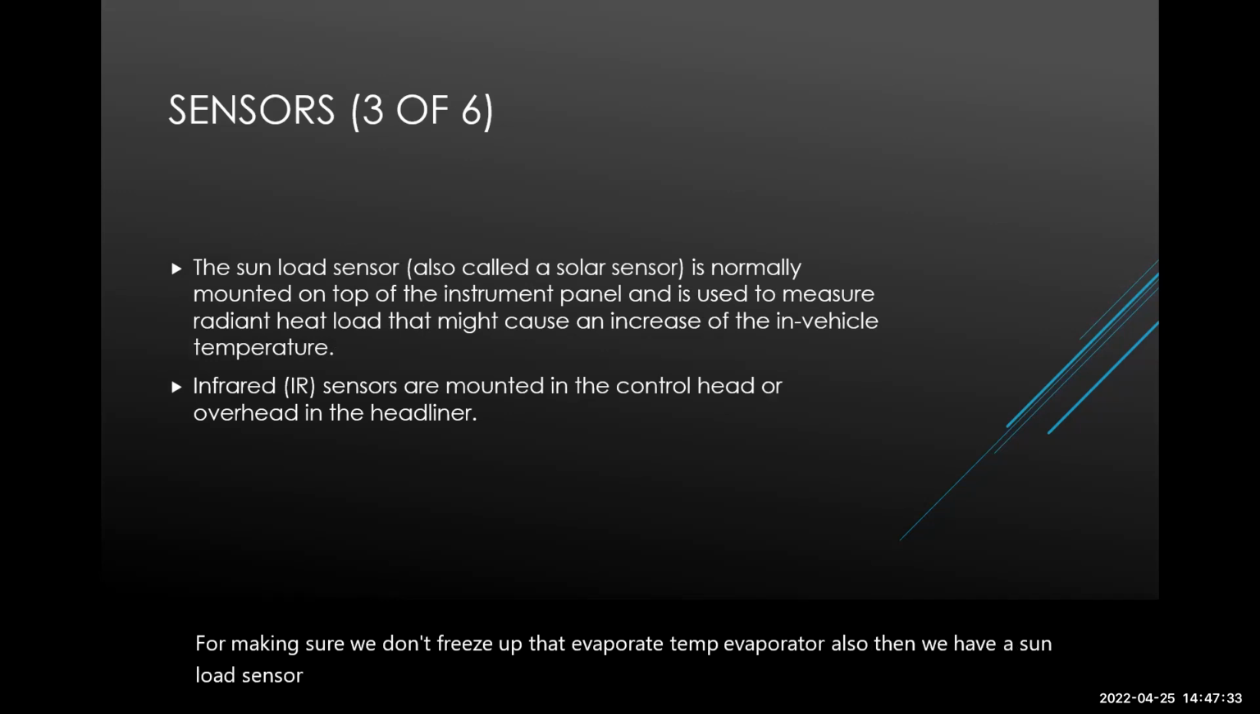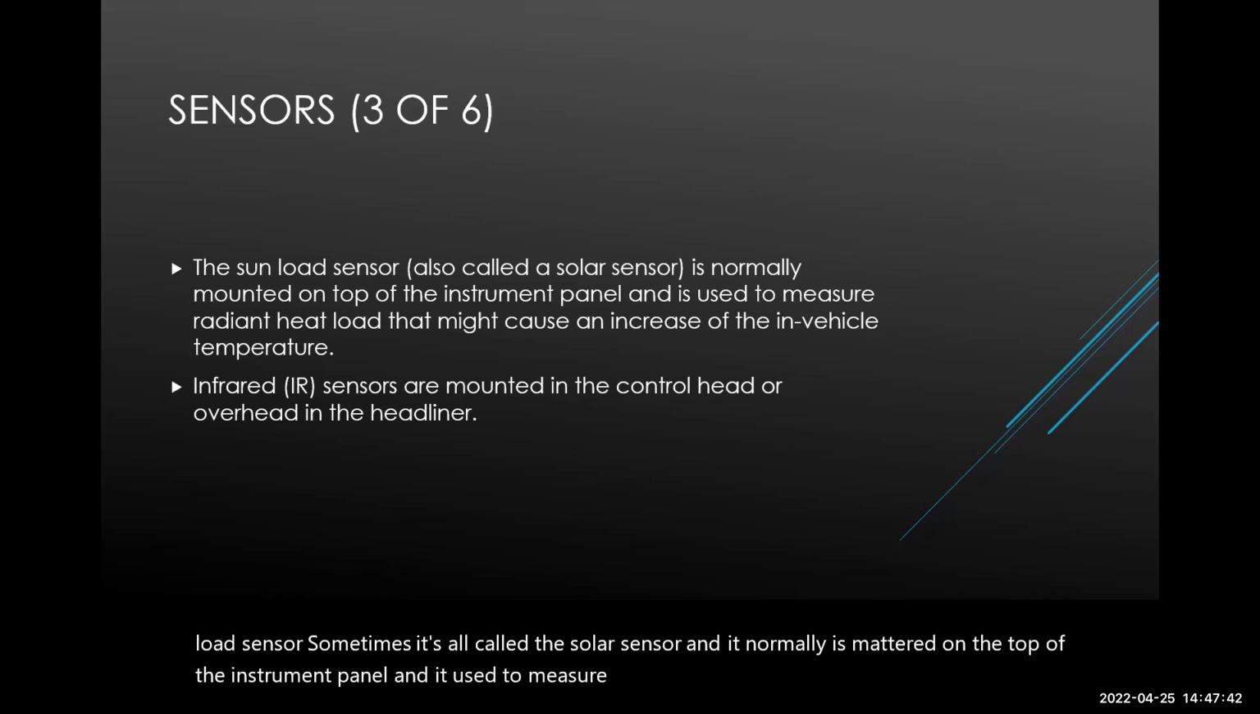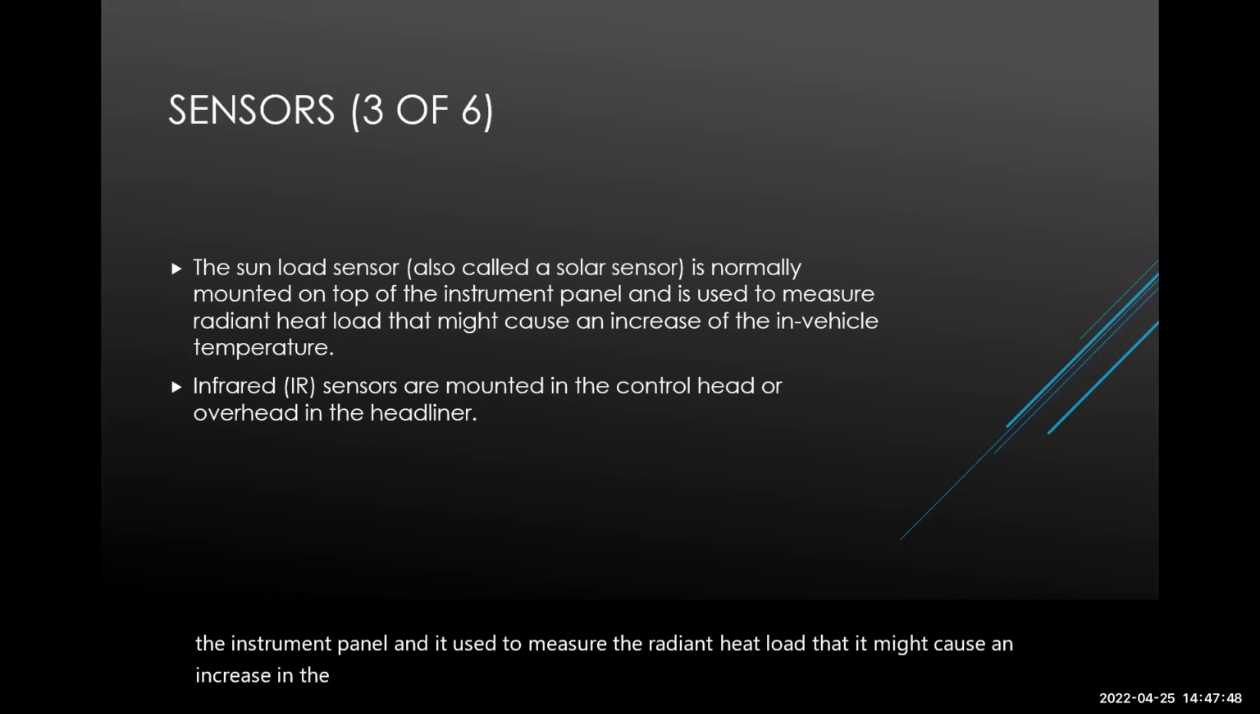Then we have a sun load sensor. Sometimes it's called the solar sensor, and it normally is mounted on the top of the instrument panel, and it's used to measure the radiant heat load that might cause an increase in the inside of the vehicle also.